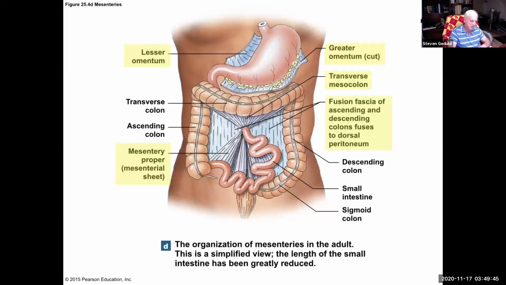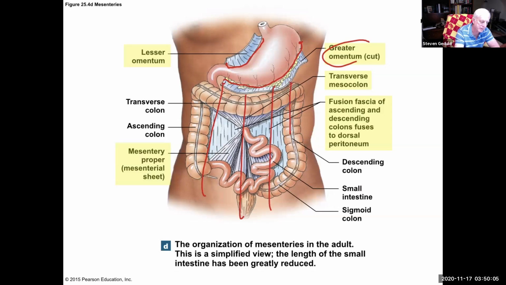All right, so now we're starting to look at some of the areas. So here's your lesser omentum, okay? And again, this is the lesser curvature of the stomach. Their picture's a little bit better than mine. And this is the greater curvature of the stomach, and this is where the greater omentum is attached. And this greater omentum slings down and covers all this area. And this covers between the stomach and the liver.